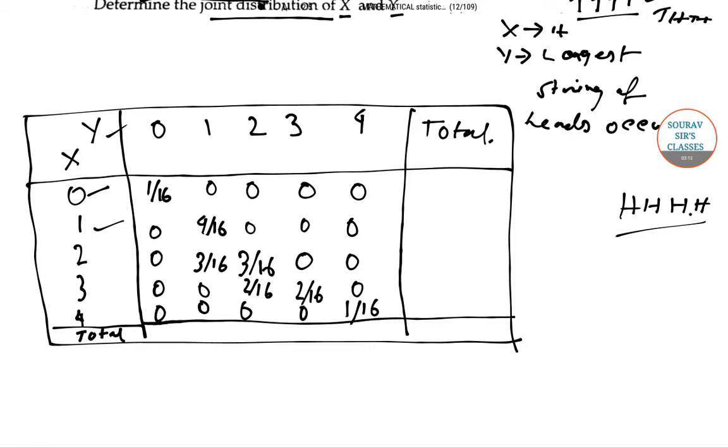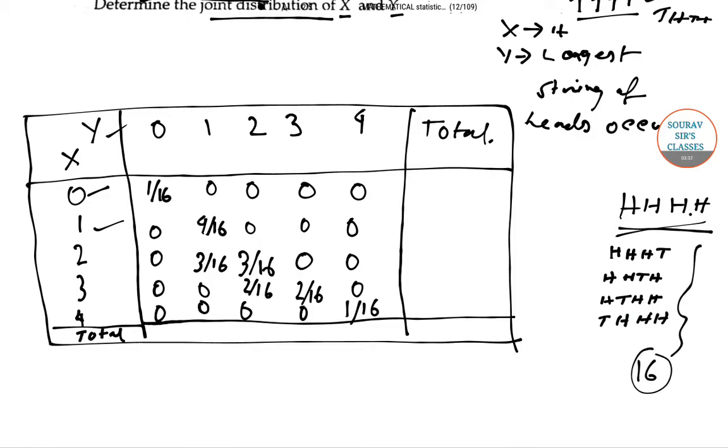So now how do we find this? See, if 4 tosses take place, we can have 4 heads, or we can have head, head, head, tail. We can have head, head, tail, head. We can have head, tail, head, head. We can have tail, head, head, head. This way we can have 16 possibilities.